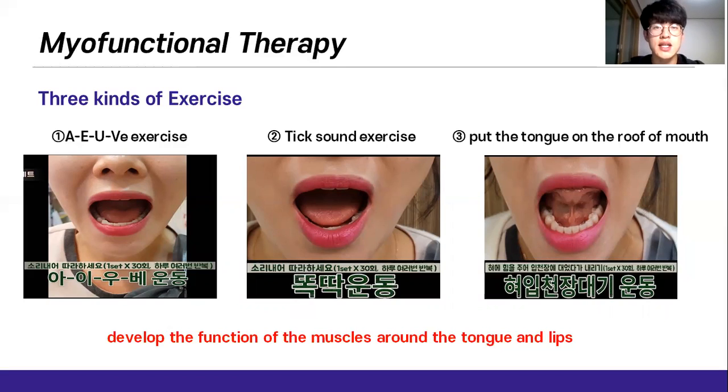The second exercise is the tick exercise. Like its name, this exercise also uses the tongue to make a ticking sound like this. The third exercise is to put your tongue on the roof of your mouth. This exercise helps to stabilize the posture of your tongue. The most important thing is to exercise consistently and properly. Only then can the effect be achieved.